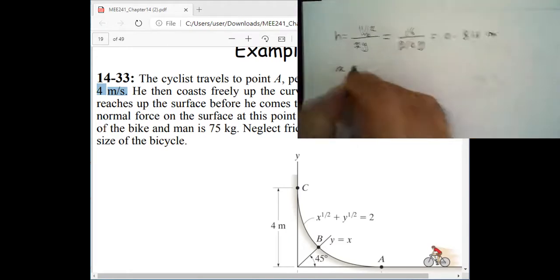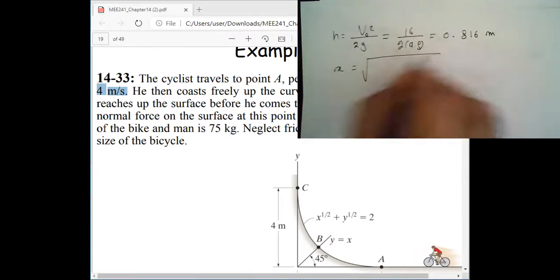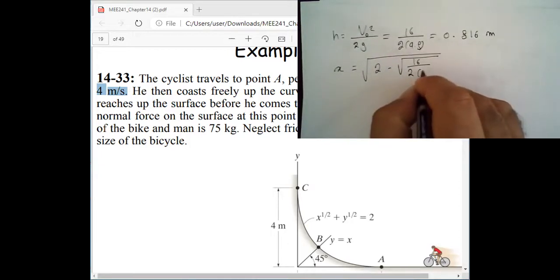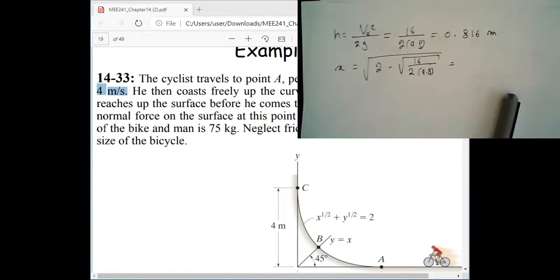Now my x is gonna be equal to the square root of 2 minus square root of 16 divided by 2 times 9.8. Let's calculate this. So we have square root of 16 over 2 times 9.8, which is actually h, right?